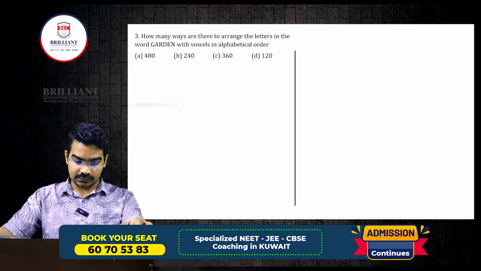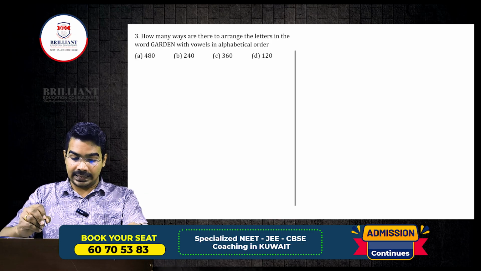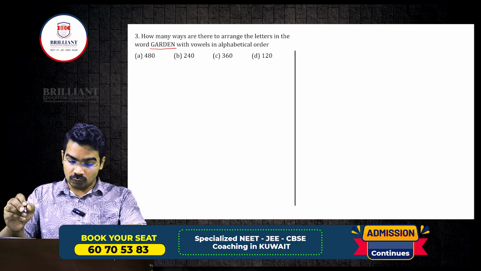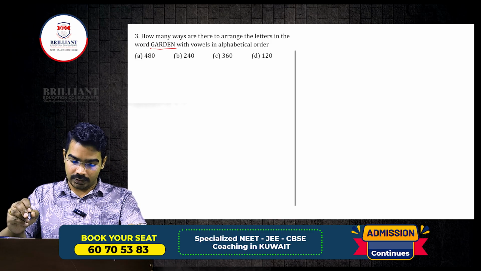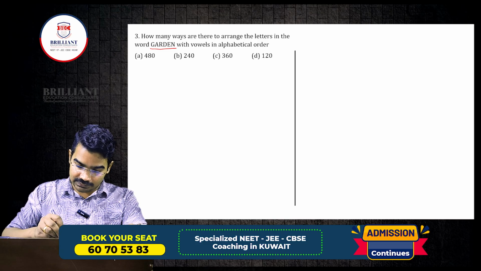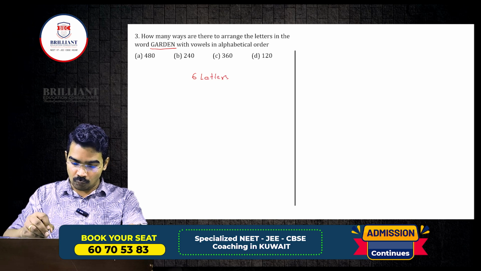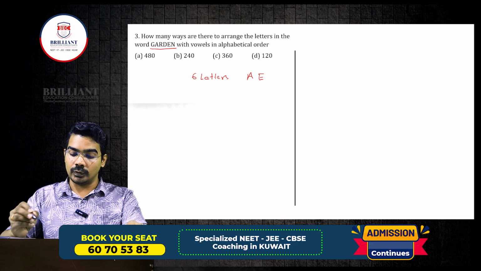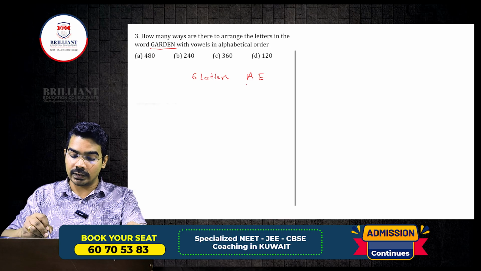The next question is, how many ways are there to arrange the letters in the word GARDEN with vowels in the alphabetical order? In GARDEN there are 6 letters. The vowels are A and E. The right way to arrange them in alphabetical order is AE. The only other possibility is EA.